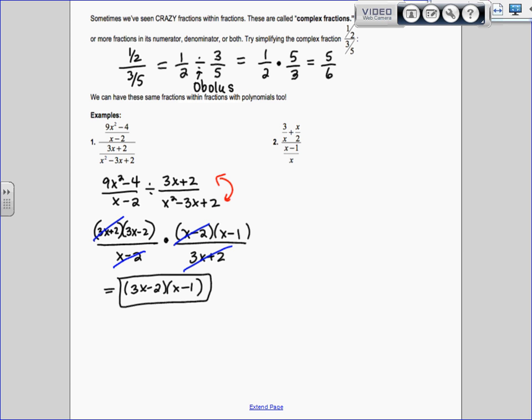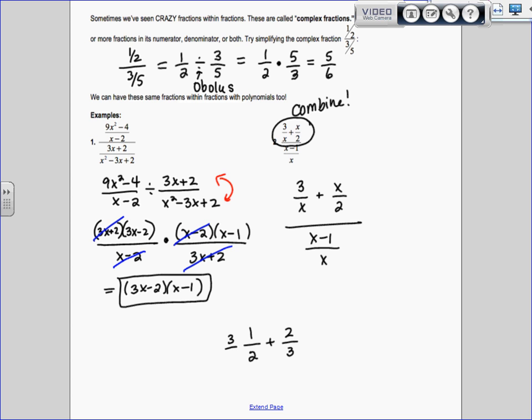Okay, so what's different about number 2? Number 2 is even harder. Why is it harder? Yeah, we have a sum of two fractions up here. We need to combine these into one big fraction. So if I have 3 over x plus x over 2, all over x minus 1 over x, and I want to combine those two fractions into one, well, how do I combine fractions? What if I had 1/2 plus 2/3?